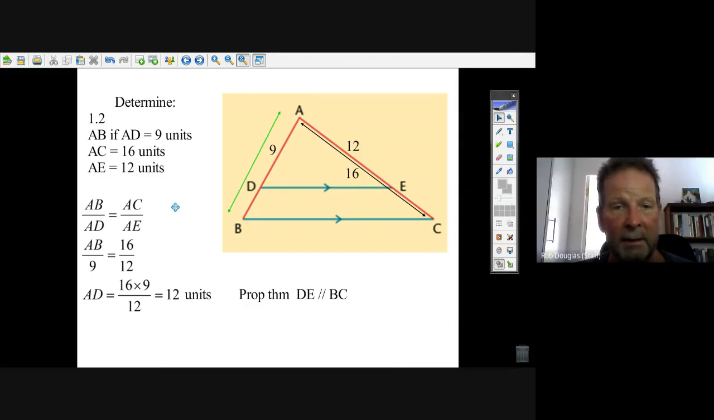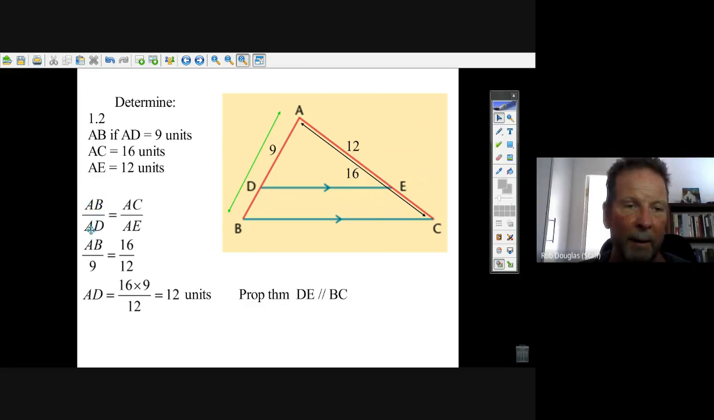Next question, kind of similar. They're asking for AB, but AB is alongside. They're asking for this alongside. They give you that AD is 9. They give you that the long side over here is 16. AC is 16, and AE is equal to 12. Well, this is like a long side with a short side.